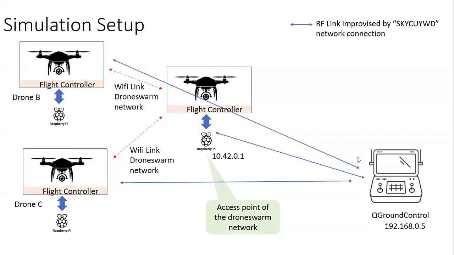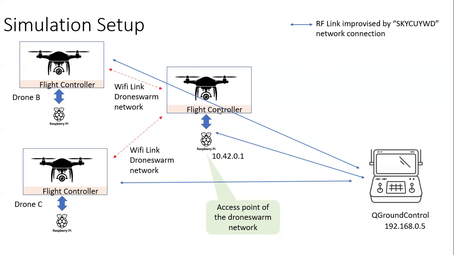This access point drone acts as the cluster head and the other drones act as the cluster members. As illustrated in this figure, these blue lines illustrate the RF link, and these red lines illustrate the Wi-Fi link. What I'm trying to do is first, when we boot up these drones, they'll connect to the ground station, or the ground control unit, using the RF links. Then I will disconnect the RF links to drone C and drone B, and we'll see if they connect to the ground station through the cluster head using the Wi-Fi links.